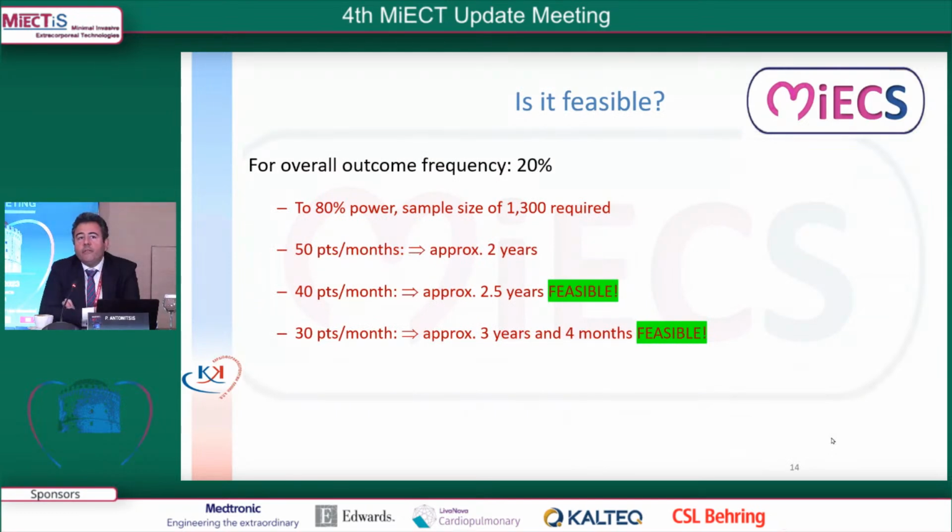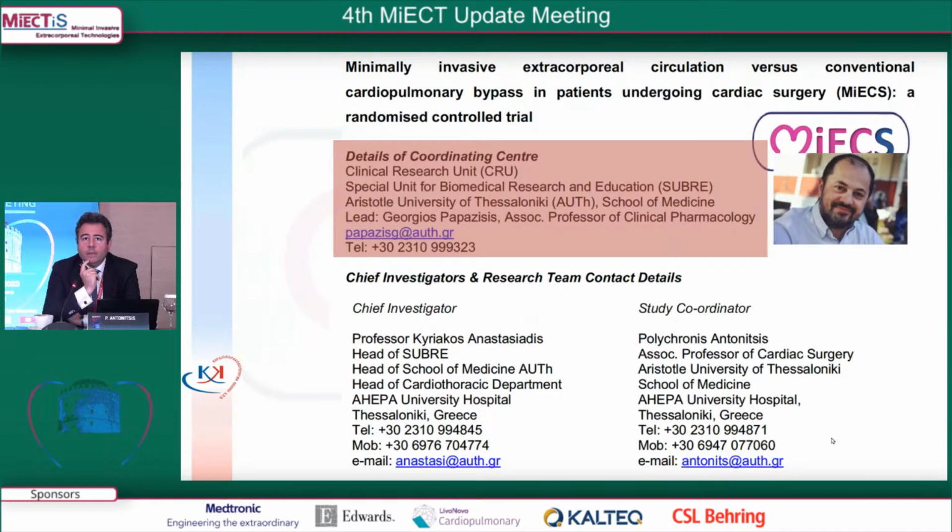So, is the study feasible? We need to recruit 1,300 patients, and considering that we recruit 30 patients per month, I would say, for all these centers, this will take approximately 3 years and 4 months, and this is feasible. This is a real-world study with optimized extracorporeal circulation circuits.